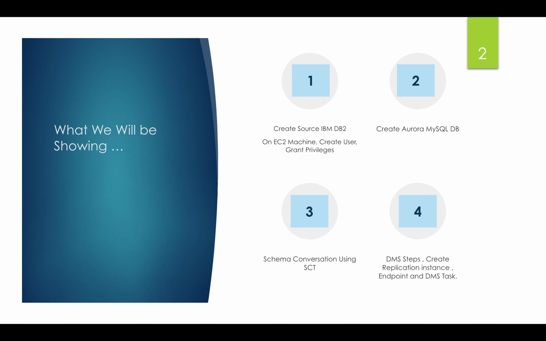And in the last step, there will be a couple of DMS steps like creating a replication instance, creating endpoints, then performing the DMS tasks. And on the DMS tasks, I'll be showing you the two types of replications or migrations. One is with the existing objects, and the second time we'll be showing you the ongoing replication.